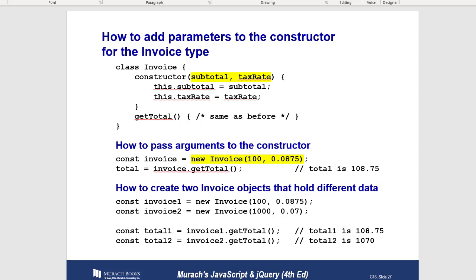Good. Pretty straightforward here. You can also allow the user to pass in values for subtotal and tax rate. They can still choose not to. If they don't pass them in, then these will both be not defined, so it will set them to undefined. And I can create an instance of it right here with 100 and 0.875, or 0.0875 rather, and then get the total.